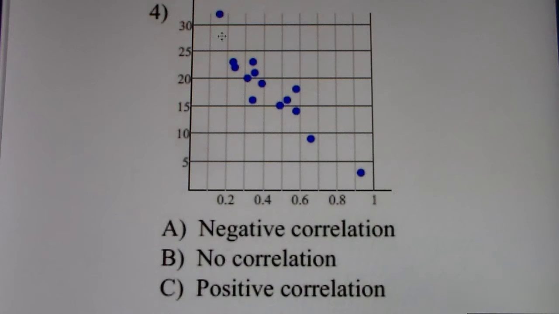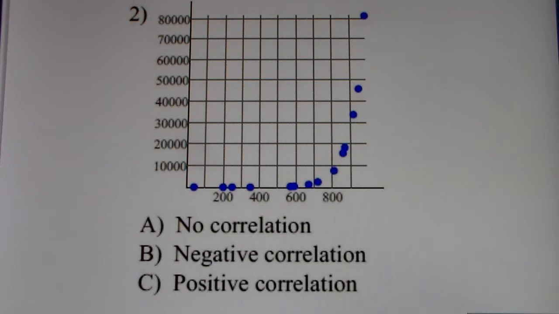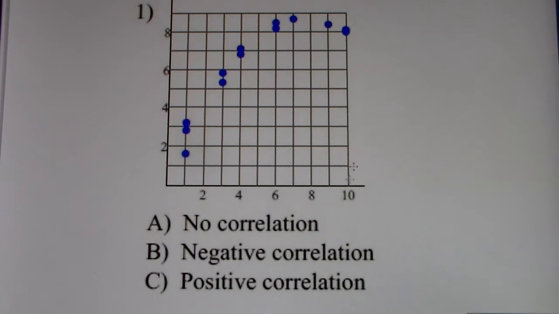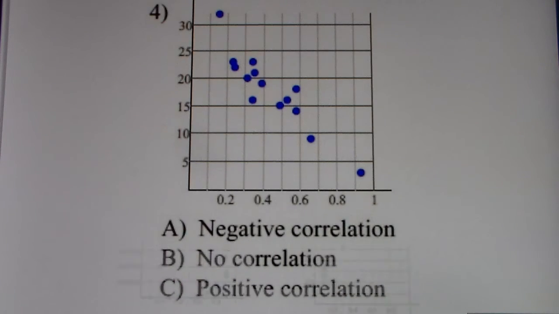Number 4, they're working their way down. So you could tell me what type of correlation they are, if they're working down and to the right. Because remember, when you're moving up and to the right, it's a positive correlation. So if they're moving down and to the right, it's considered something else.